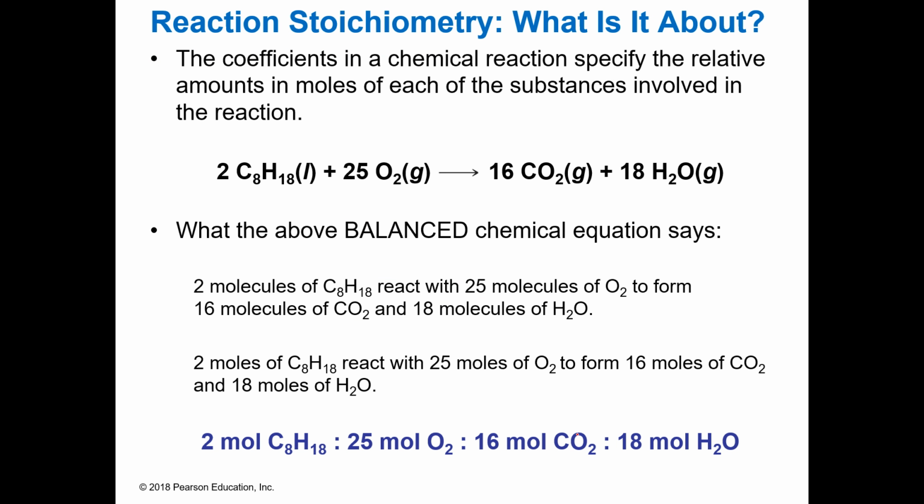All right, so why is it important? It tells us the mole-to-mole ratio of what we need in order to have a chemical reaction. For example, here I have a combustion reaction, and for every 2 moles of this, I'm going to form 16 moles of carbon dioxide. For every 25 moles of oxygen that reacts, I'm going to form 18 moles of water. So we can use these ratios to compare what we start with and what we're going to end up with. And this mole-to-mole ratio is going to be very important.